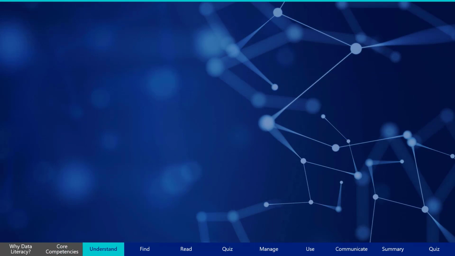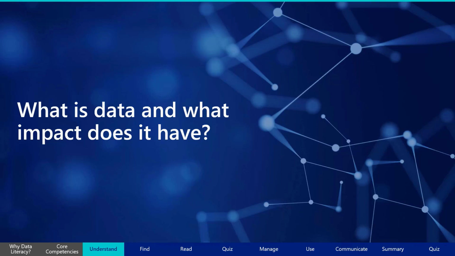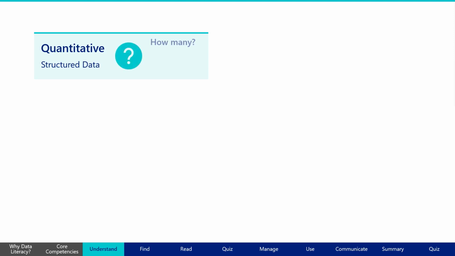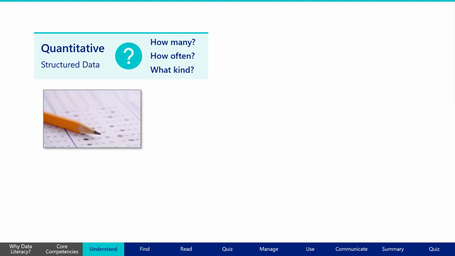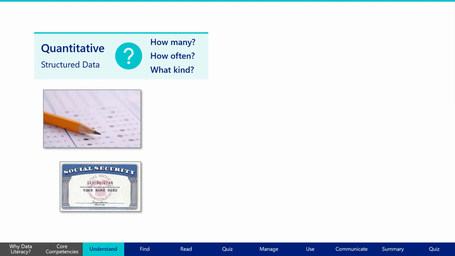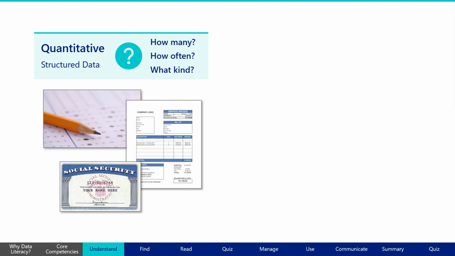Let's talk about the first core competency, understanding data. Data can be found in a variety of formats and sources. Quantitative or structured data is information that can be categorized and counted, and is often given a numerical value. Structured data is easily analyzed, easily read by computers, and can answer questions such as how many, how often, and what kind. Bubble or check boxes on a form, identification numbers such as Social Security number or help desk ticket number, and invoice amounts are examples of structured data.